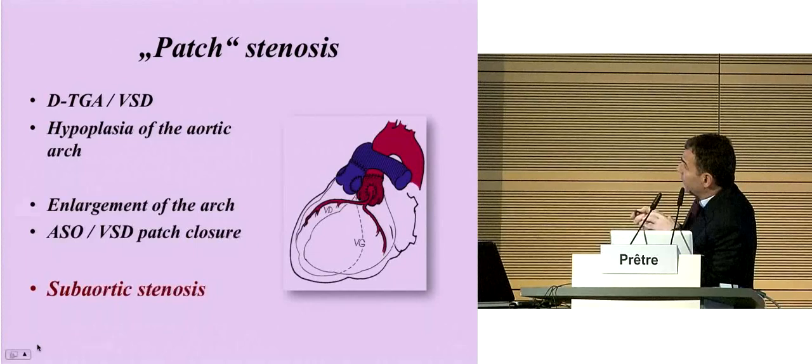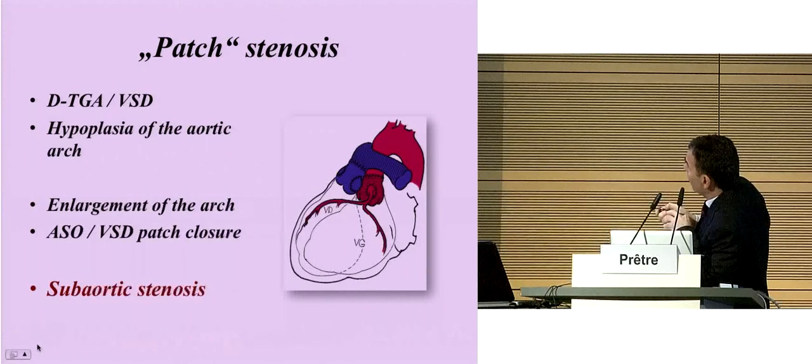Usually we have side-by-side great arteries on that. We did an enlargement of the aortic arch, an arterial switch operation, and VSD patch closure. And the kid came a few years later with a subaortic stenosis. Just to remind you, this is what we have after an arterial switch. With the Lecompte maneuver, the pulmonary artery is here over the aorta, which is very posterior and very short.